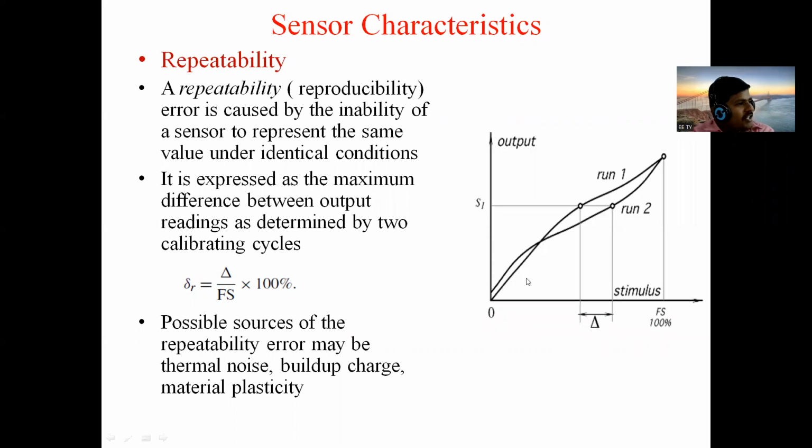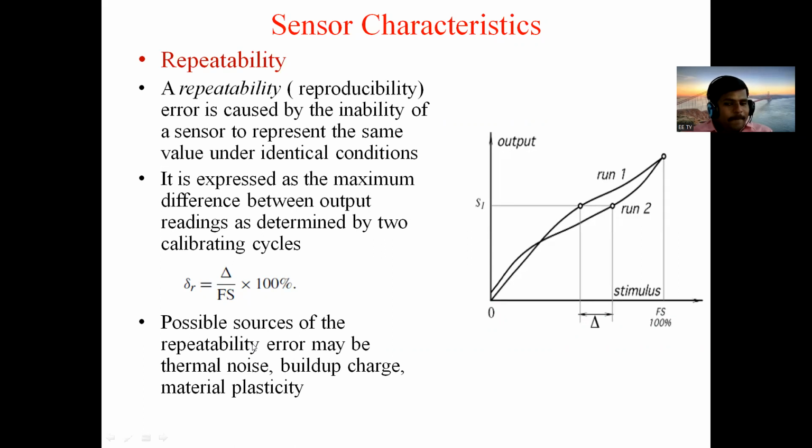We change the calibrating cycle, that means we calibrate at the first condition. At that situation it will give some output, and in the second cycle it will give some output. So there is some difference between them. That is the maximum value of difference. What is the maximum value of that difference? It is nothing but repeatability. It is represented by delta R, the repeatability error.